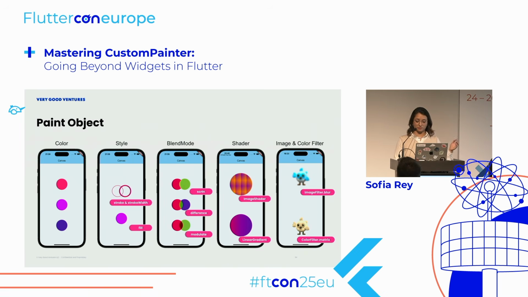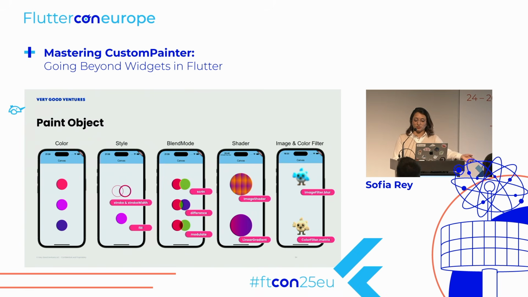Now let's go through the paint object, which is the one that gives the styles to our drawing, right? So we've already seen that we can manipulate the color and the style, whether it's stroke or fill. We can also change the blend mode, which will tell the layers how to interact when they overlap. So in the case of the circles, they are always the same color, but they just change colors depending on the blend mode I chose.